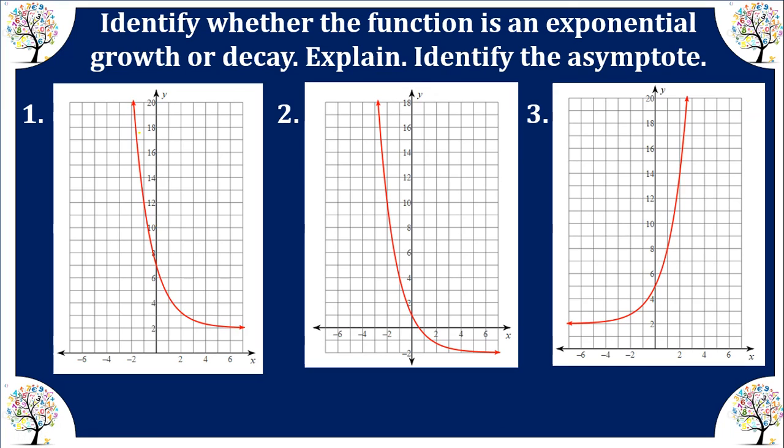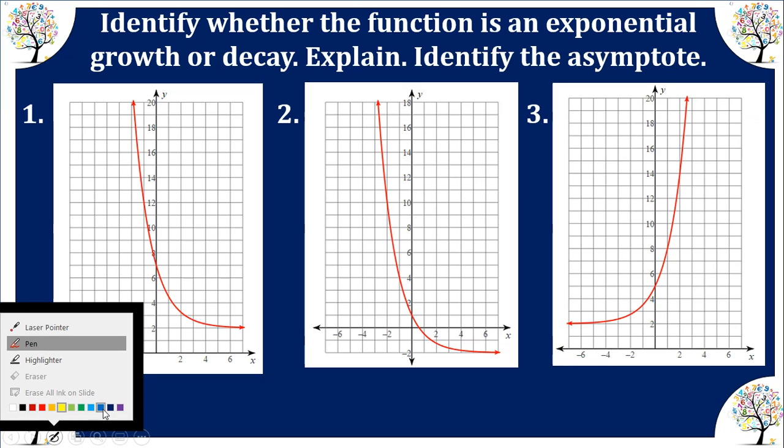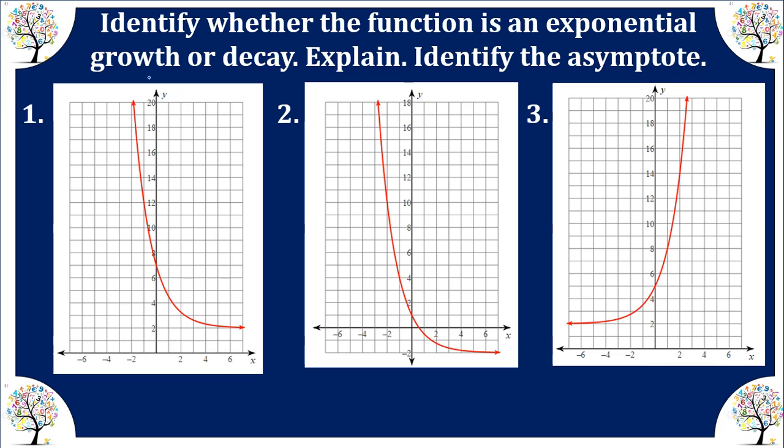Okay, so number 1, you can clearly see. Let's get blue here. Because they want us to know if this is a growth or decay, and explain, and then identify the asymptote. So you can see in number 1, my graph is decreasing, so this is a decay. Now, let's see, this red graph, our exponential graph, is getting closer and closer to the line y equals 2. This is your asymptote. Number 2, our graph is a decay. Our graph is getting closer and closer to negative 2. So the asymptote would be y equals negative 2.